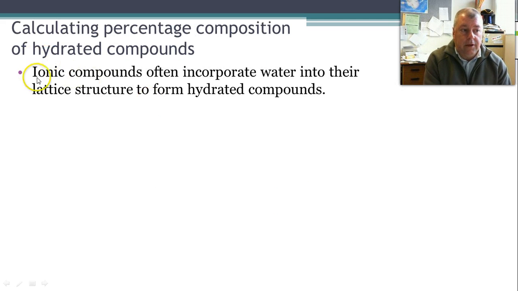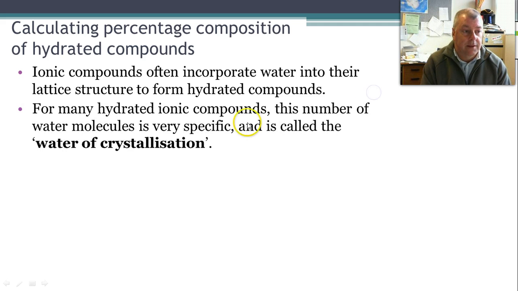Now, with ionic compounds, we've talked about this before, some can incorporate water into their lattice. They have gaps and water molecules can go into those gaps, and they are called hydrated compounds. When we weigh them we actually have to factor in the mass of water within them, and when we look at their percentage composition, because that's part of the weighing process, we also have to factor in the water.